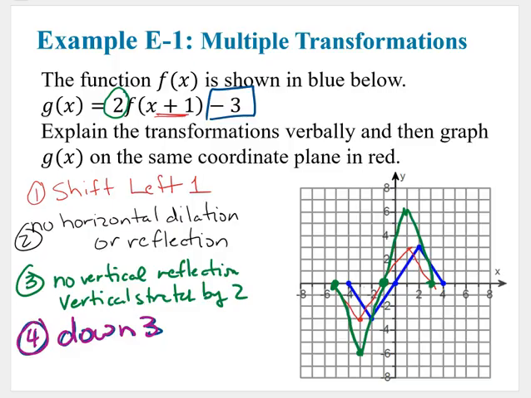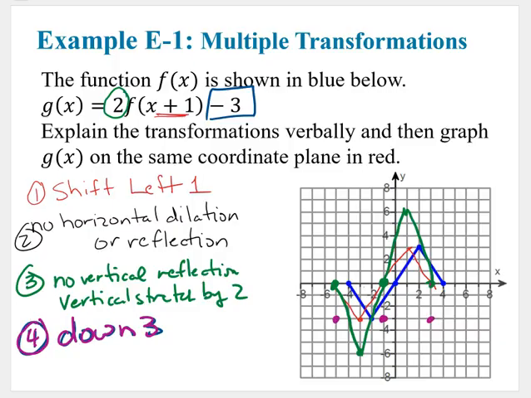So we're going to take this graph and each point we're going to move down 3 units from where it is right now. So every point that's on the x-axis is now going to be moved down 3, so they're all going to be 3 units below where they were before.